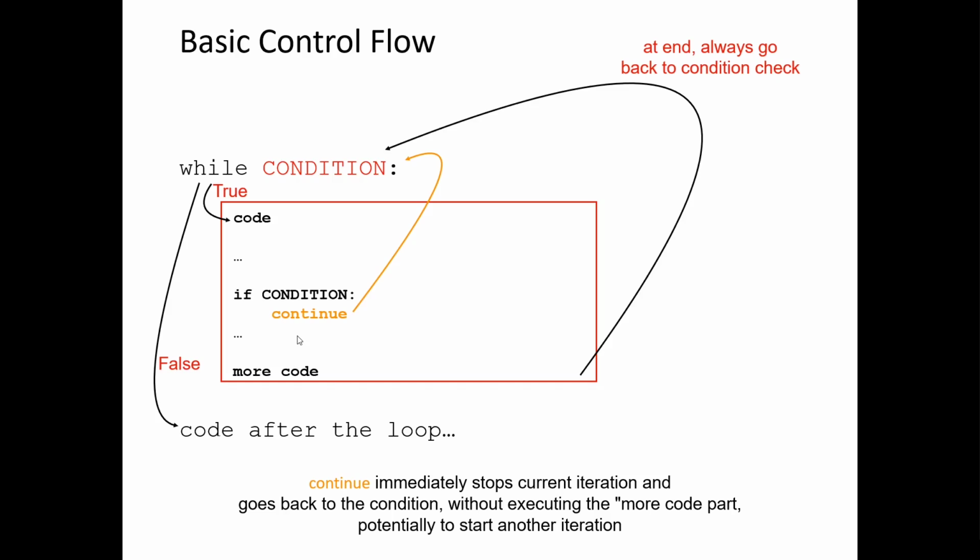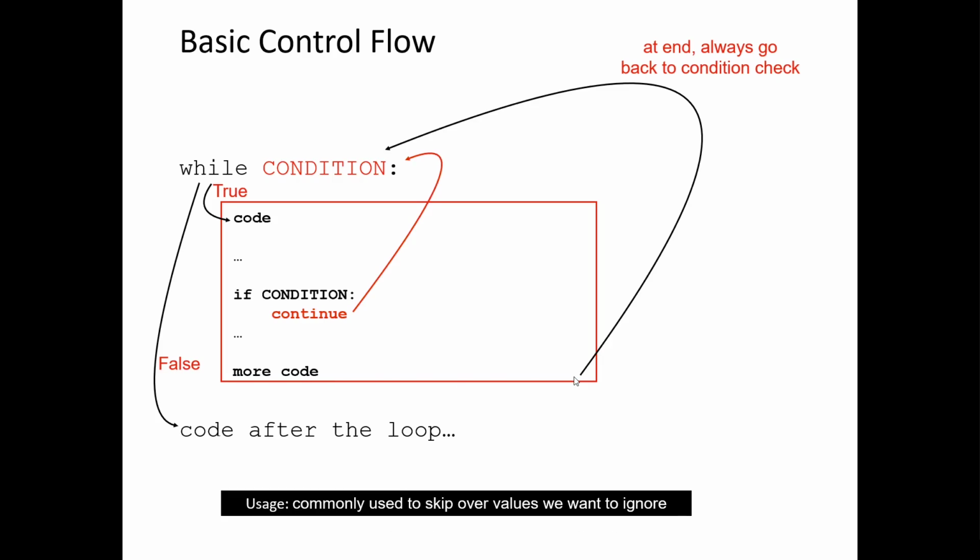Now I had a very similar picture with break. The break had the arrow that went down here to code after the loop. Continue makes one little change. It makes the arrow go back up and checks the condition again. And it's going to go through the loop if that condition is true, potentially many more times. If the condition here is false on the next time, it skips the continue and it'll do the more code.